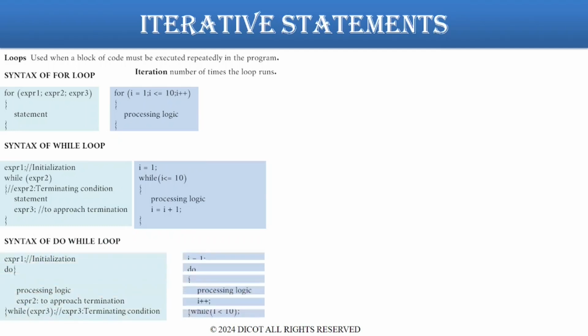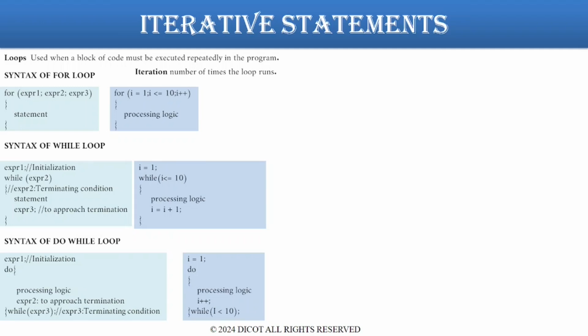Do while loop. Expression 1 is initialization. Then we have expression 2 to approach termination. And finally expression 3 is a terminating condition. The difference between while and do while is this: at the start, if i had a value 11, for instance, what would have happened? While would not have executed even once, because i is not less than or equal to 10. This condition becomes false, and control never reaches the body of the while loop. But in case of do while, even if i were to have a value 100, the do while statement executes the body once and then it will check the condition.